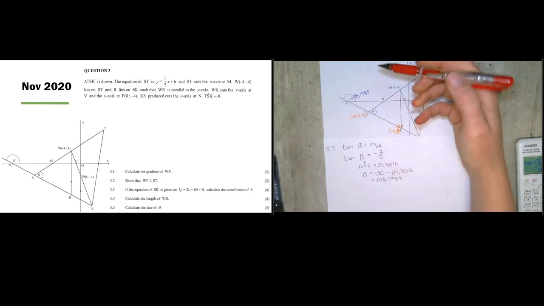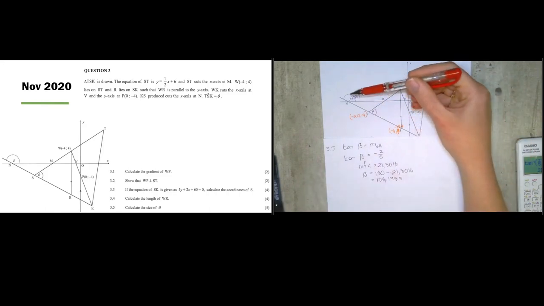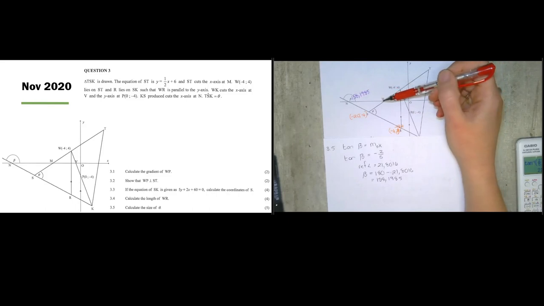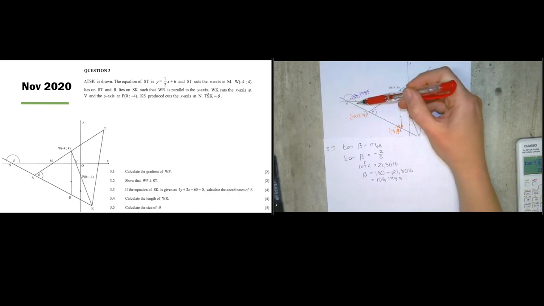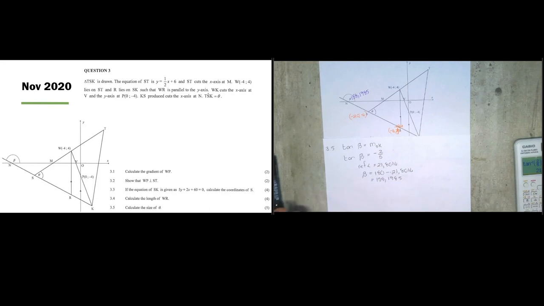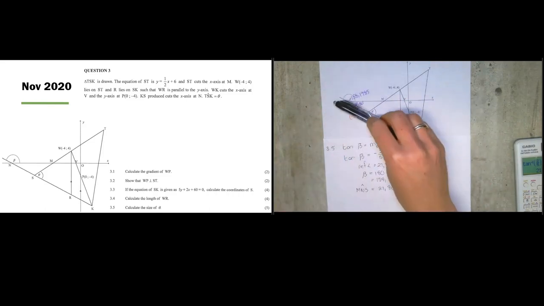The moment I've gotten angle beta, I can immediately get angle MNS with angles on a straight line. So I'm going to do that. Angle MNS works out to be 21.80 degrees with angles on a straight line. I'm going to fill it in: 21.80. So I'm now done with line SK.